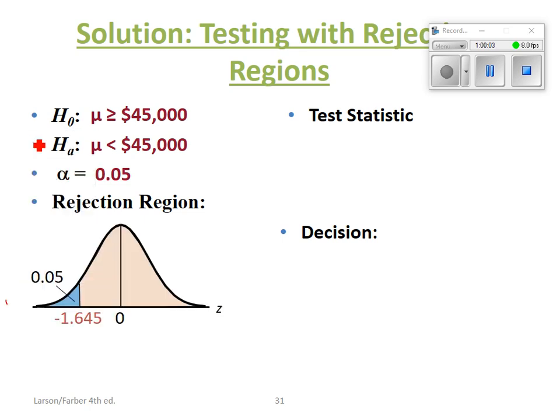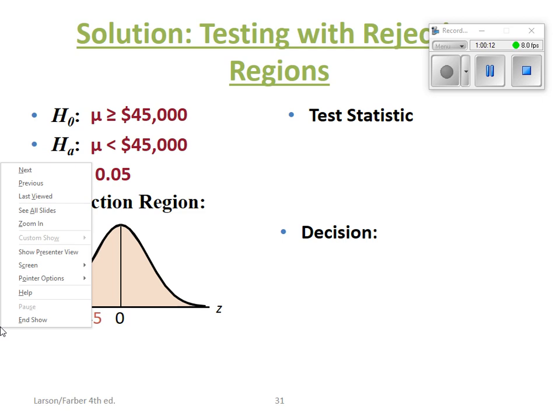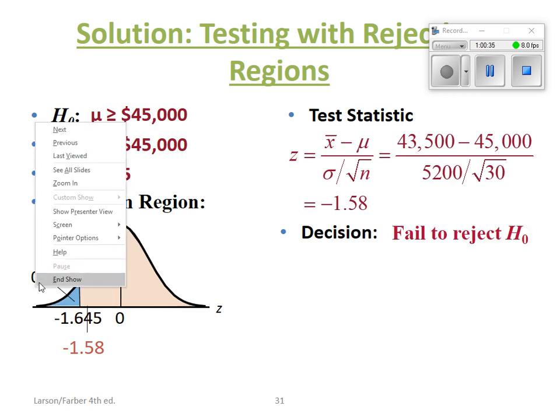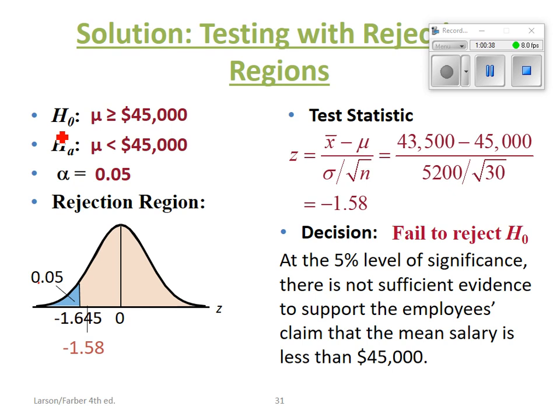Draw our little picture. That's our rejection region. Found that on our little chart, negative 1.645. We found our Z, it was negative 1.58. We're testing that, seeing where it falls in here. Negative 1.58, they show you right here, it falls somewhere about in there. So it falls in the unshaded region, so that tells us to fail to reject the null. Falls in the shaded region, we reject the null. At a 5% level of significance, there is not enough evidence to support the employee's claim that the mean salary is less than $45,000.